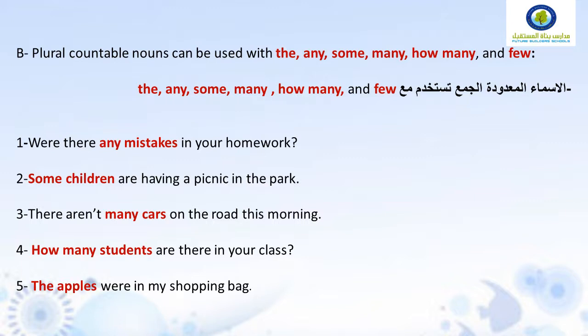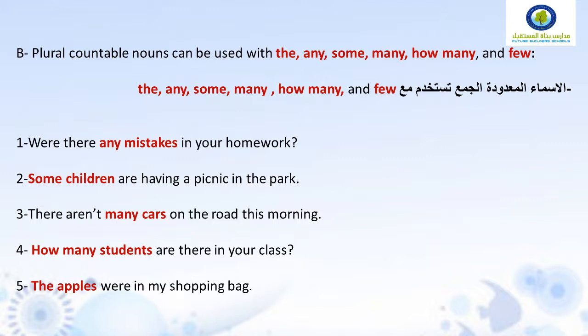So, were there any mistakes in your homework? Number 2, some children are having a picnic in the park. What is the countable noun or plural countable noun? It's children. It's the plural from child, and it is an irregular plural. Irregular, that we don't add s for the singular.